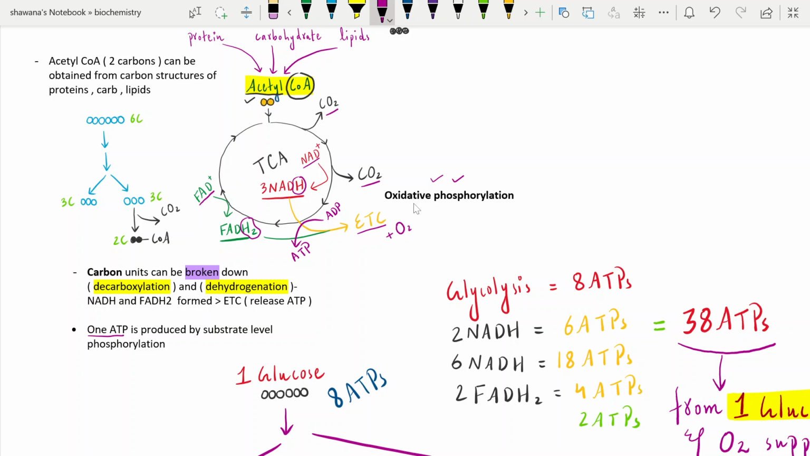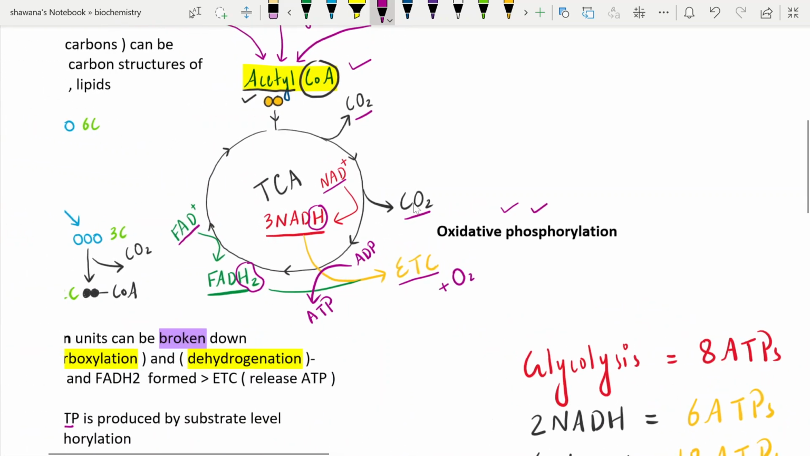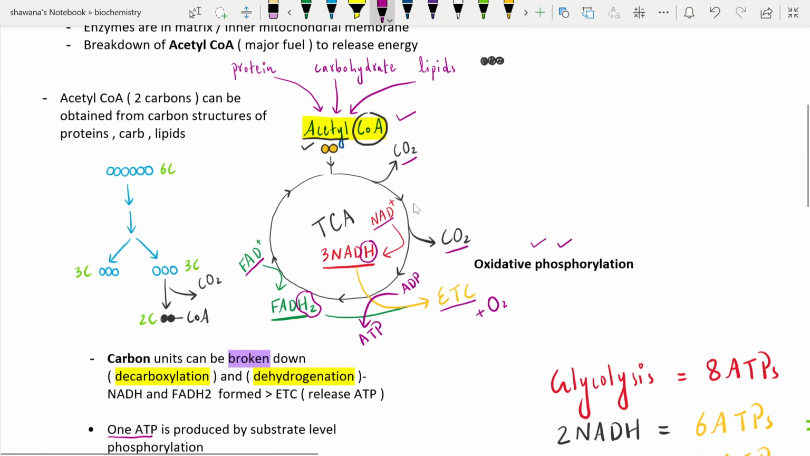So what we have discussed until now is that the Krebs cycle involves the decarboxylation of acetyl CoA and dehydrogenation. Decarboxylation will yield molecules of carbon dioxide, and dehydrogenation will yield NADH and FADH2. We'll discuss the numbers of these compounds as well. And from where do we obtain acetyl CoA?